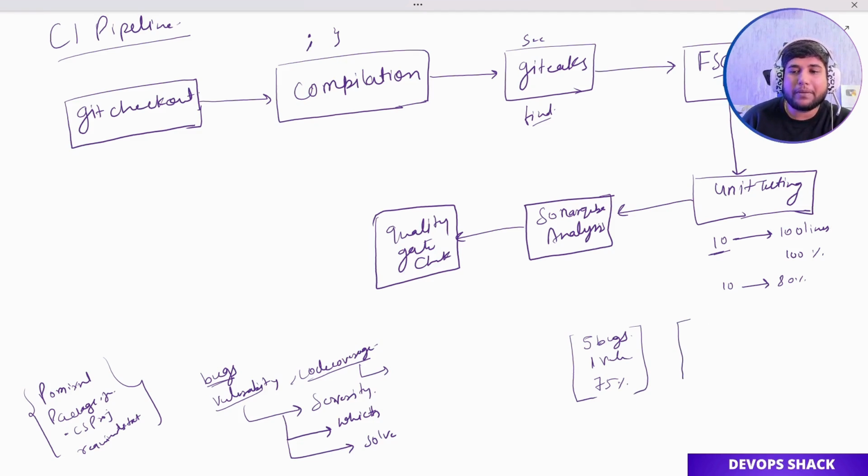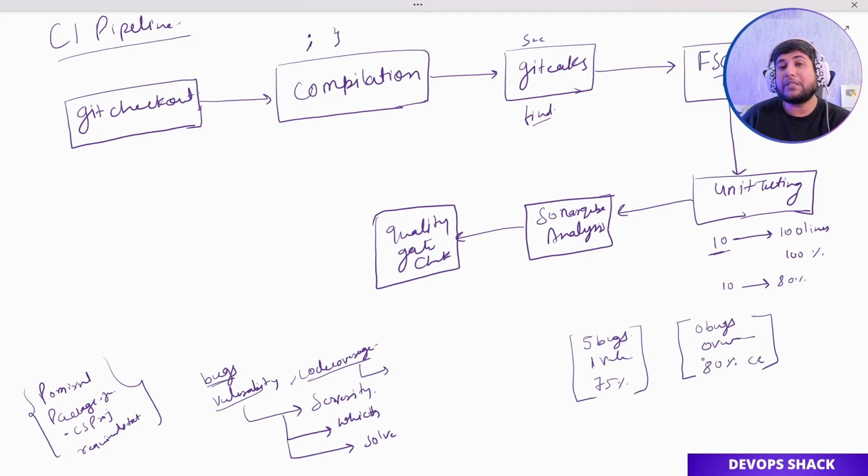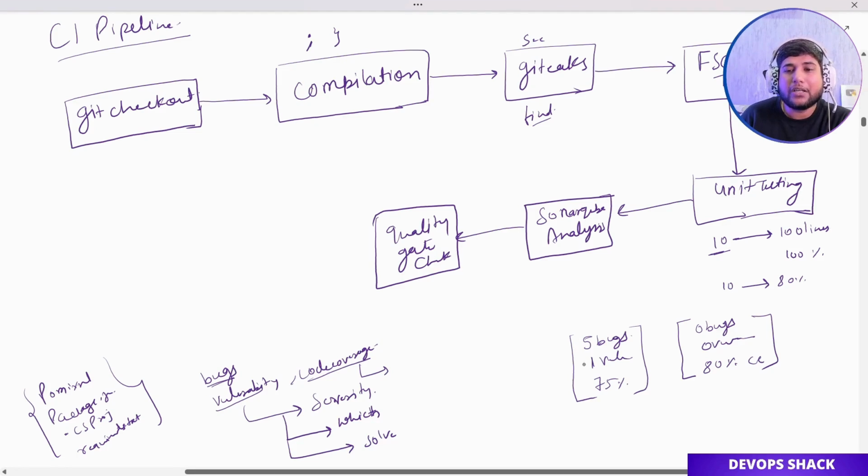Now, each company will have its own criteria or threshold. For example, they will have criteria as 0 bugs, 0 vulnerabilities, and minimum 80% of code coverage. That means your code is in compliance only if there are 0 bugs, 0 vulnerabilities, and minimum 80% code coverage. That means minimum 80% of the code should be tested. And you can understand that if our report shows something below this, then our code is not in compliance, right? That means we have to fix it.